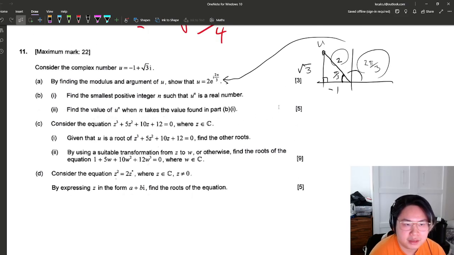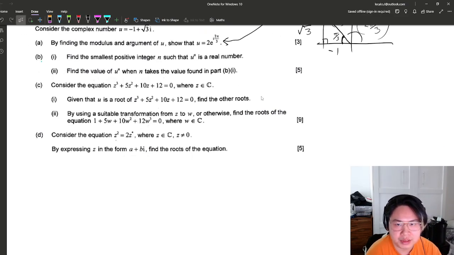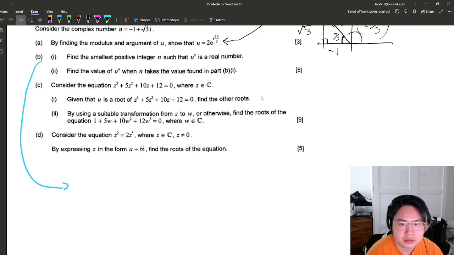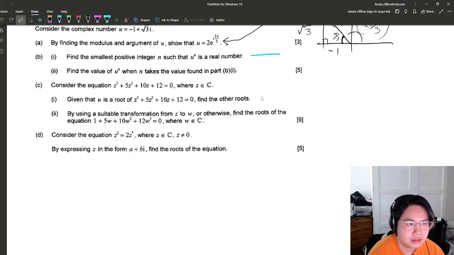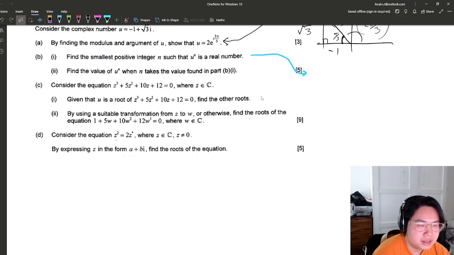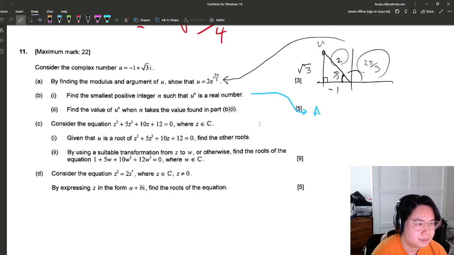Okay, part B. Find the smallest positive integer n so that u to the n is a real number. Okay, so this is a pretty straightforward question. Actually, I'm gonna write here. So if you want a real number, then that means that your complex number doesn't have an imaginary part. So its argument needs to be some multiple of pi.